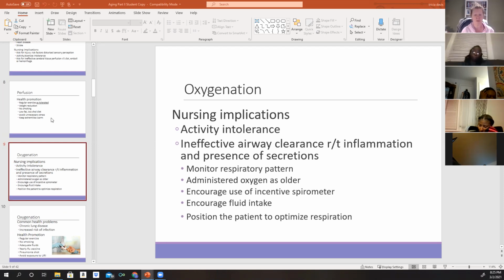If they don't have one in the room when you go in, make sure that you use that nurse-driven protocol that you have and make sure you get your patient an incentive spirometer so they can get that air in their lungs and prevent pneumonia.